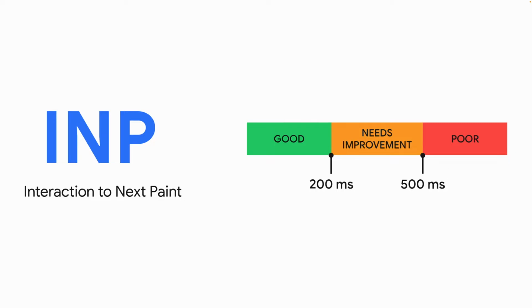The idea is that by selecting the worst interaction on the page, or closest to the worst, you have a value that represents a page's overall interaction latency. Think of it this way. If your IMP is in the good range, that is 200 milliseconds or less, all interactions on your page are reliably fast. If your IMP needs improvement or is poor, then it's likely that some or even most of your page's interactions are too slow. But what does an interaction look like?